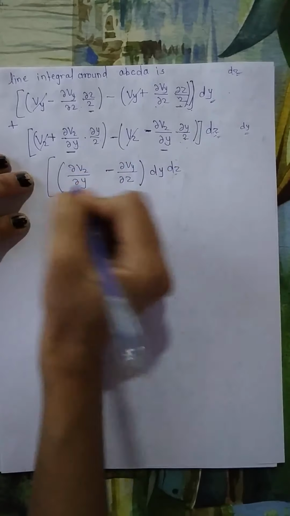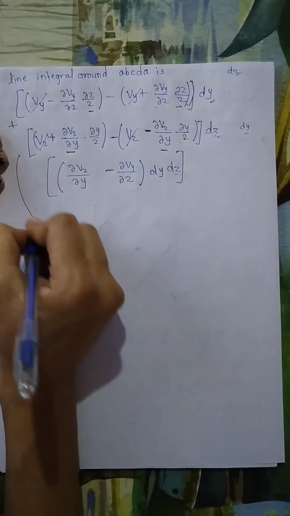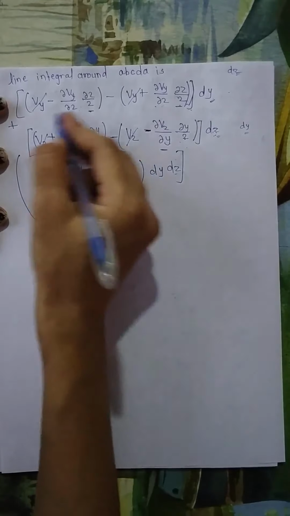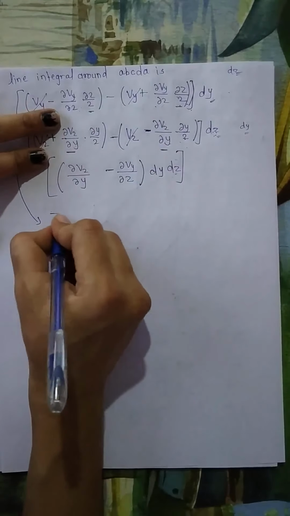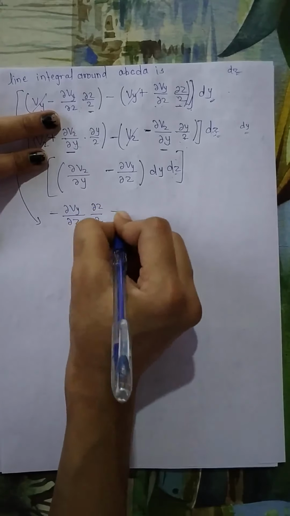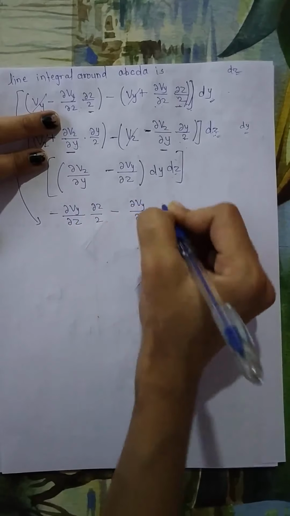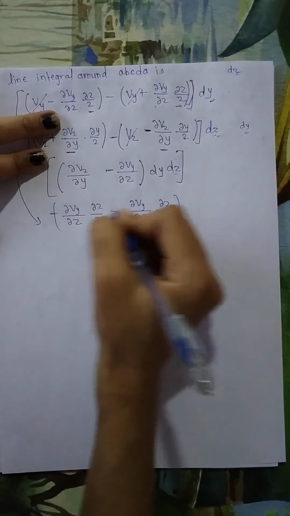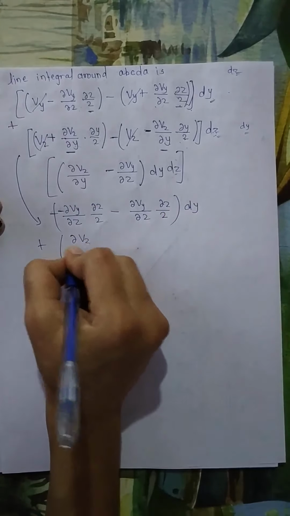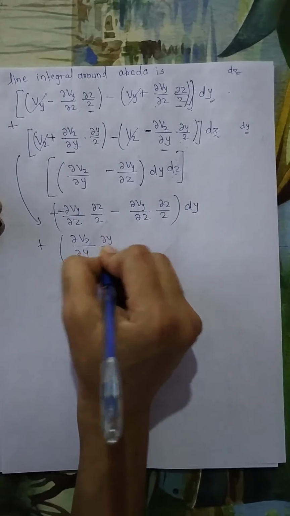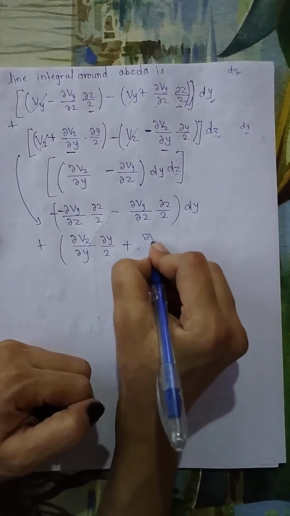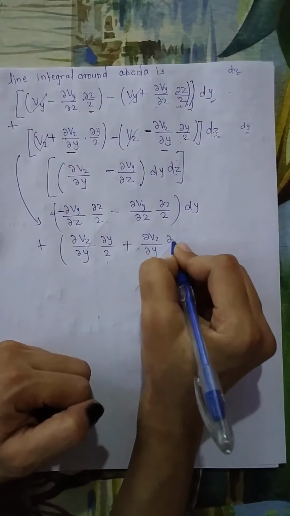I think it is a little bit complicated, so we will solve it again. So we will get here, these two terms get cancelled. We will get here dou Vy upon dou z by 2 minus dou Vy upon dou z by 2 into dy plus dou Vz upon dou y by 2, minus minus plus dou Vz upon dou y by 2.